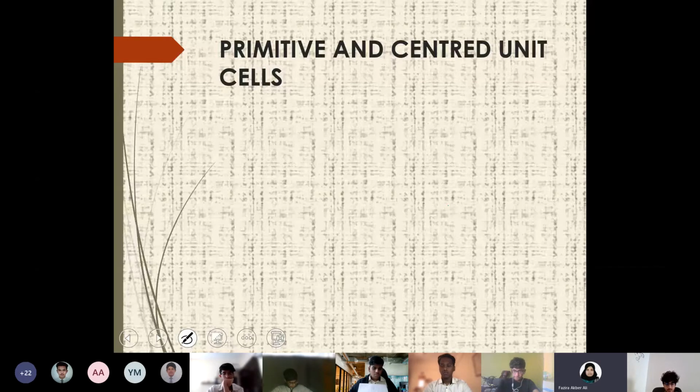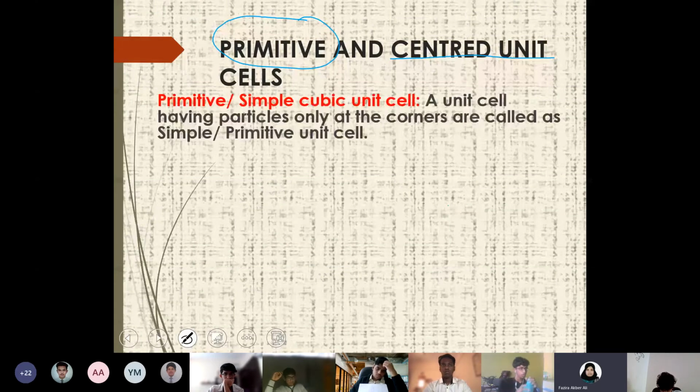Okay, so you have a unit cell. In that unit cell now you're going to arrange the particles. This arrangement of particles is of 2 types. One is a very normal, very old, very basic arrangement which is called primitive. The other one is of centered unit cells. So we'll look into the first one, that is primitive, or you can say simple cubic unit cell.